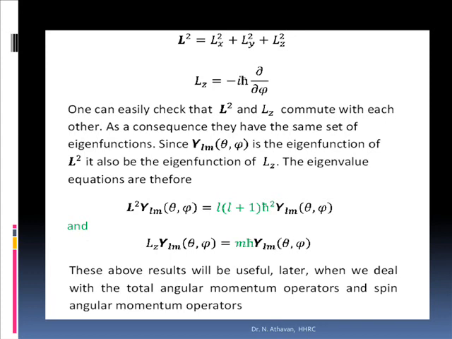Therefore, as a consequence, they have the same set of eigenfunctions. This is a known identity. Therefore, the spherical harmonics, which are the eigenfunctions of L squared, can also be the eigenfunctions of the z component of the angular momentum. We write the eigenvalue equations of these two operators, L squared and Lz respectively, as L squared Y_lm of theta, phi equal to L into (L plus 1) h-bar squared times Y_lm of theta, phi, and Lz Y_lm of theta, phi equal to m h-bar times Y_lm of theta, phi.